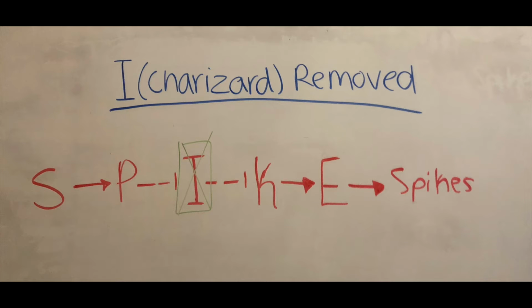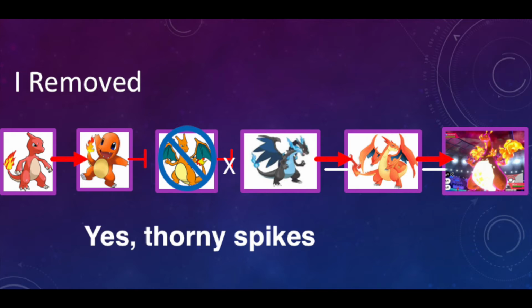If there is a single mutation and Charizard is eliminated, then he is unable to suppress Mega Charizard X. This allows for Mega Charizard X to promote transforming into Mega Charizard Y, and Mega Charizard Y will be able to promote turning into Gigantamax Charizard, causing him to have thorny spikes and reach the tip top of his evolution, in which he is the strongest he can be.